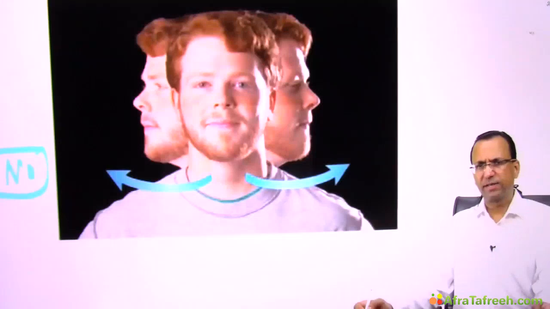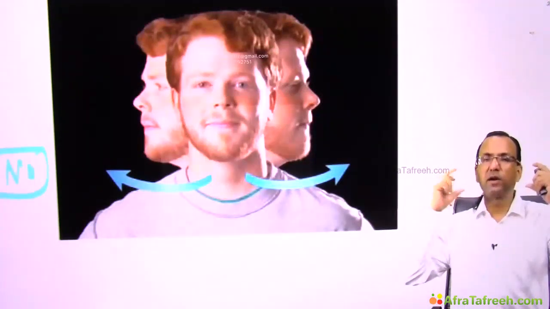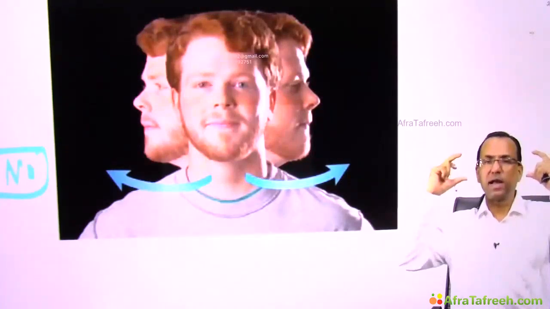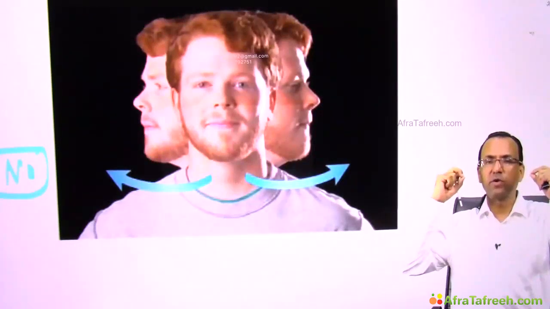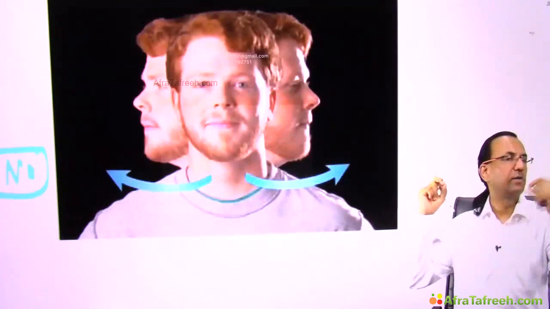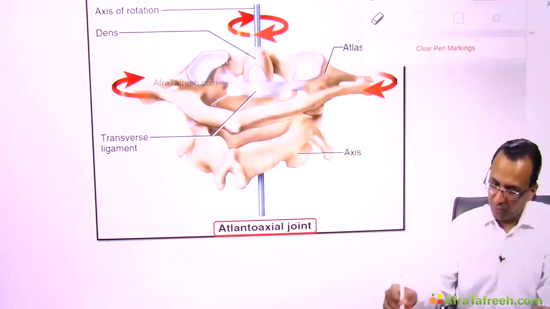Who is rotating? The skull. Skull is rotating on what? Actually, the skull and atlas vertebra are together a unit, rotating on the axis vertebra. So the occipital bone and atlas became one unit, and then they are rotating on the axis vertebra. Yes, that is the point. It's a rotatory joint.